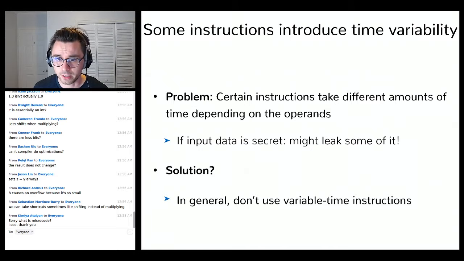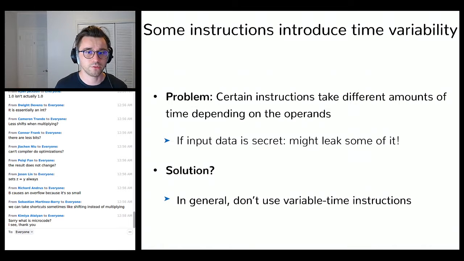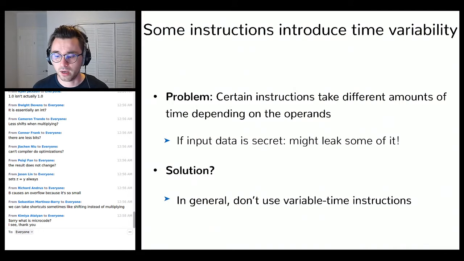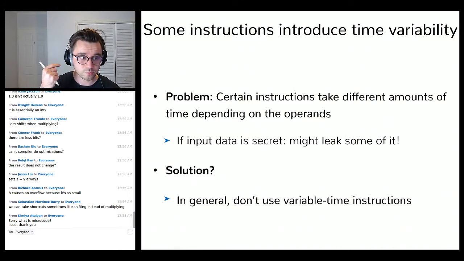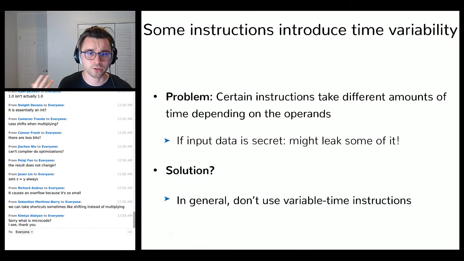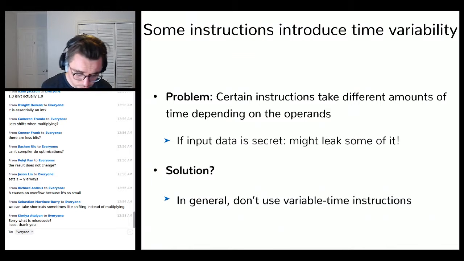Okay, so these instructions introduce time variability. If the data is secret and fed to one of these instructions, the attacker might be able to actually measure this, right? If we just have a stopwatch around the victim, we can potentially figure out what these secrets are by just figuring out how long it took to run this particular computation. What's the solution, right? We're trying to mitigate these things. The solution is to basically not use variable time instructions.